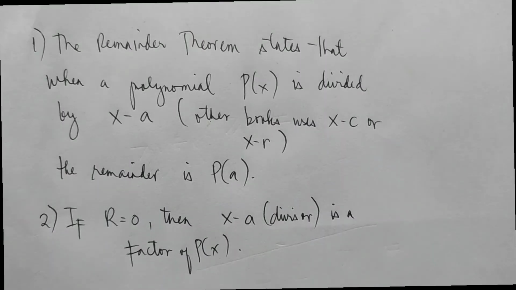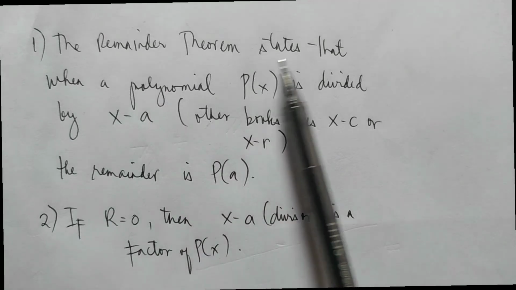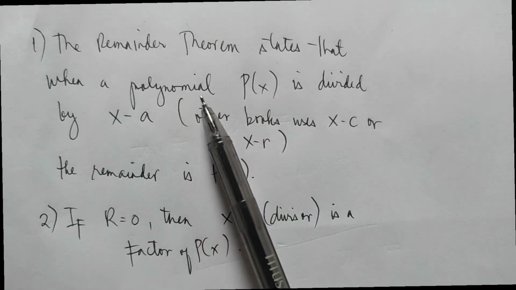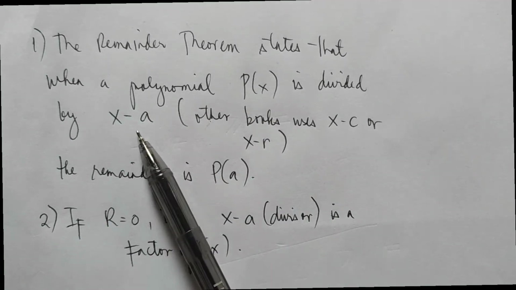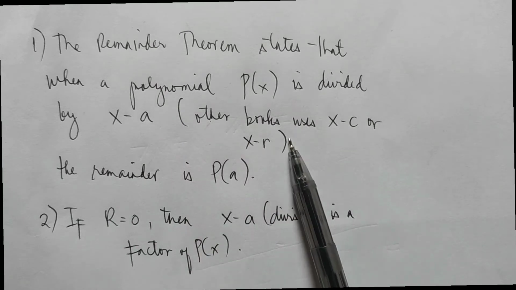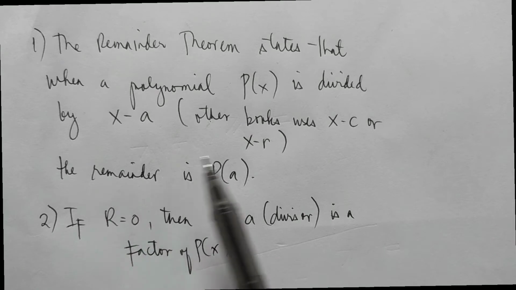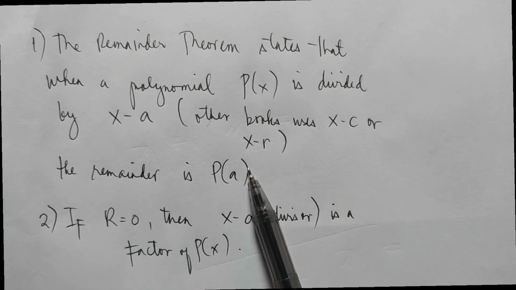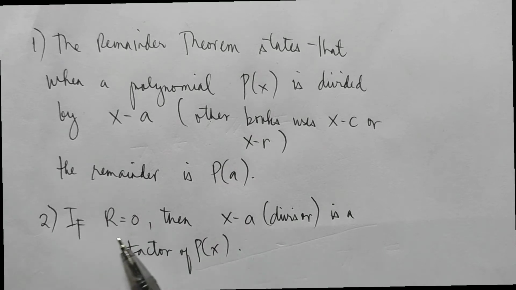Before we proceed, always remember the following points. The remainder theorem states that when a polynomial p of x is divided by x minus a, other books use x minus c or x minus r, the remainder is p of a. If the remainder is equal to 0, then x minus a, which is your divisor, is a factor of p of x.